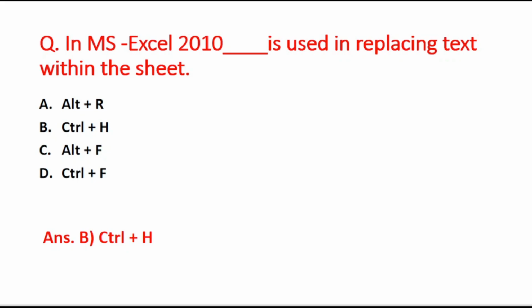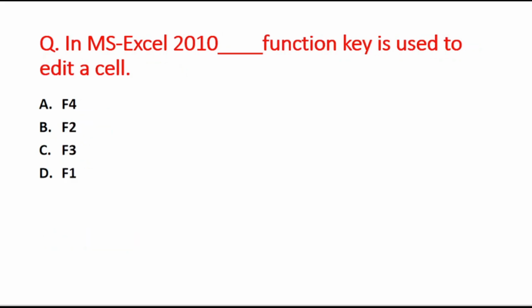Next question is, in MS Excel 2010, blank function key is used to edit a cell. A option is F4, B option is F2, C option is F3, D option is F1. So the right answer is option B, that is F2.